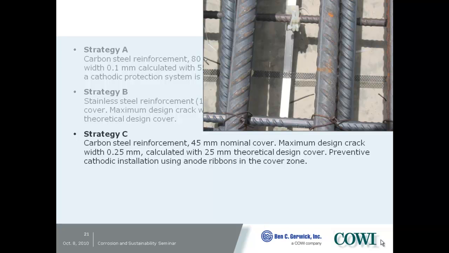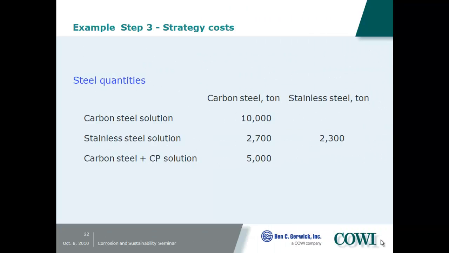And it could be like this, where you have anode ribbons, a titanium conductor bar, and then of course your reinforcement. Calculating the quantities that you'd use, I mean, the importance of the crack width makes that you need nearly double the amount of carbon steel with a very strict crack width compared to the other. And as you can see, the stainless steel solution is not entirely stainless steel, it's a selective use, so you only use the stainless steel where it's needed the most. That means the tidal and the splash zone.